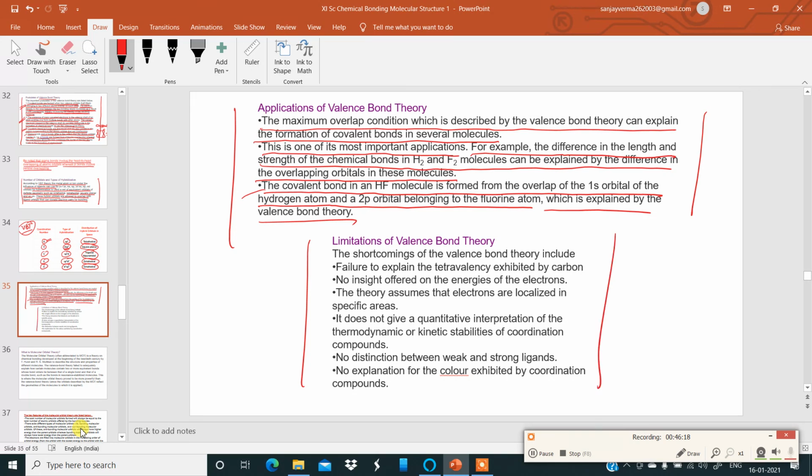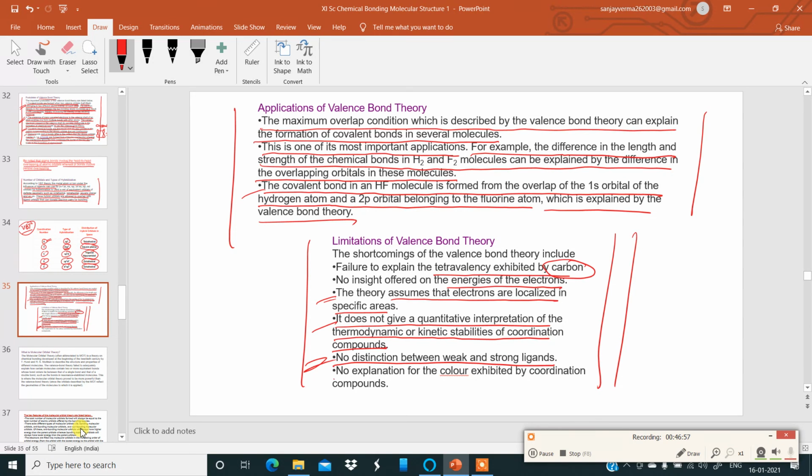There are limitations to this valence bond theory as well. The valence bond theory fails to explain the tetravalency exhibited by carbon, a very important point. It does not give us information about the energies of the electrons. This theory assumes that electrons are localized in specific areas, which is wrong. It does not give a quantitative interpretation of the thermodynamic or kinetic stabilities of coordination compounds. Moreover, it makes no distinction between weak and strong ligands. It does not classify which are the weak ligands and which are the strong ligands.